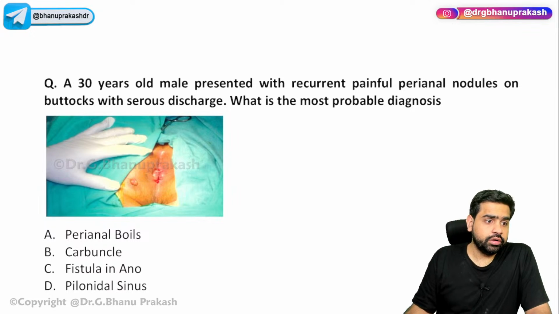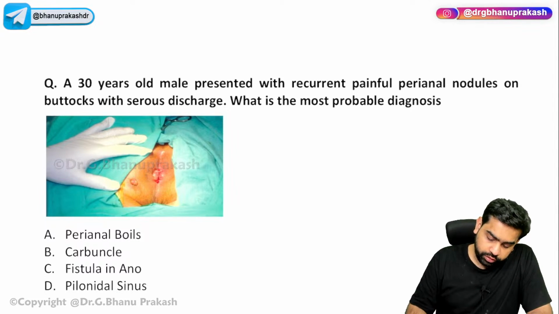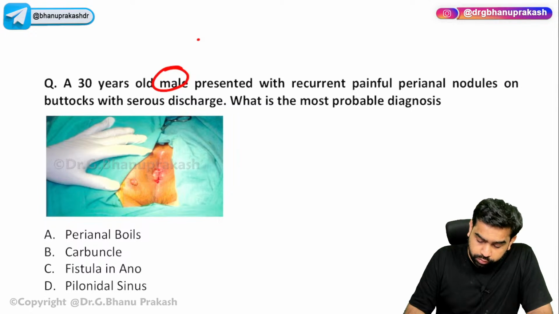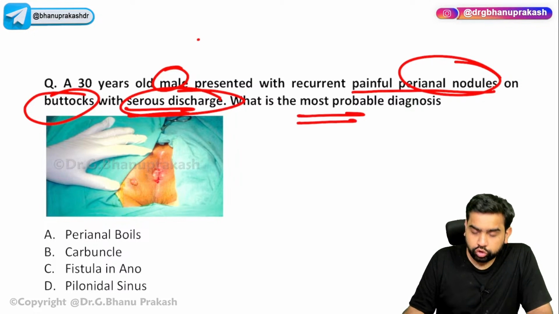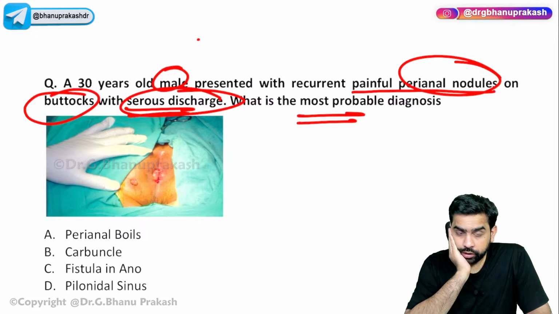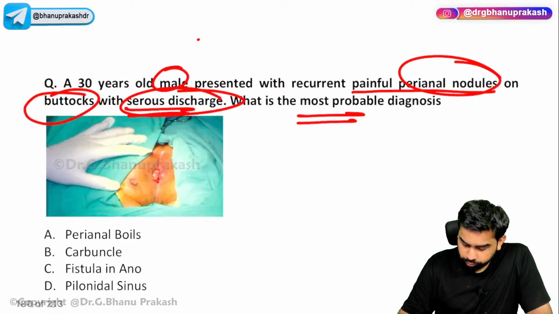So here there is a 30-year-old male patient who presents with a painful perianal nodule. There is a perianal nodule on the buttocks, and there is a serous discharge. What is the most probable diagnosis of this patient? So what is the diagnosis of this patient? Can you please help me with this? What is the diagnosis?